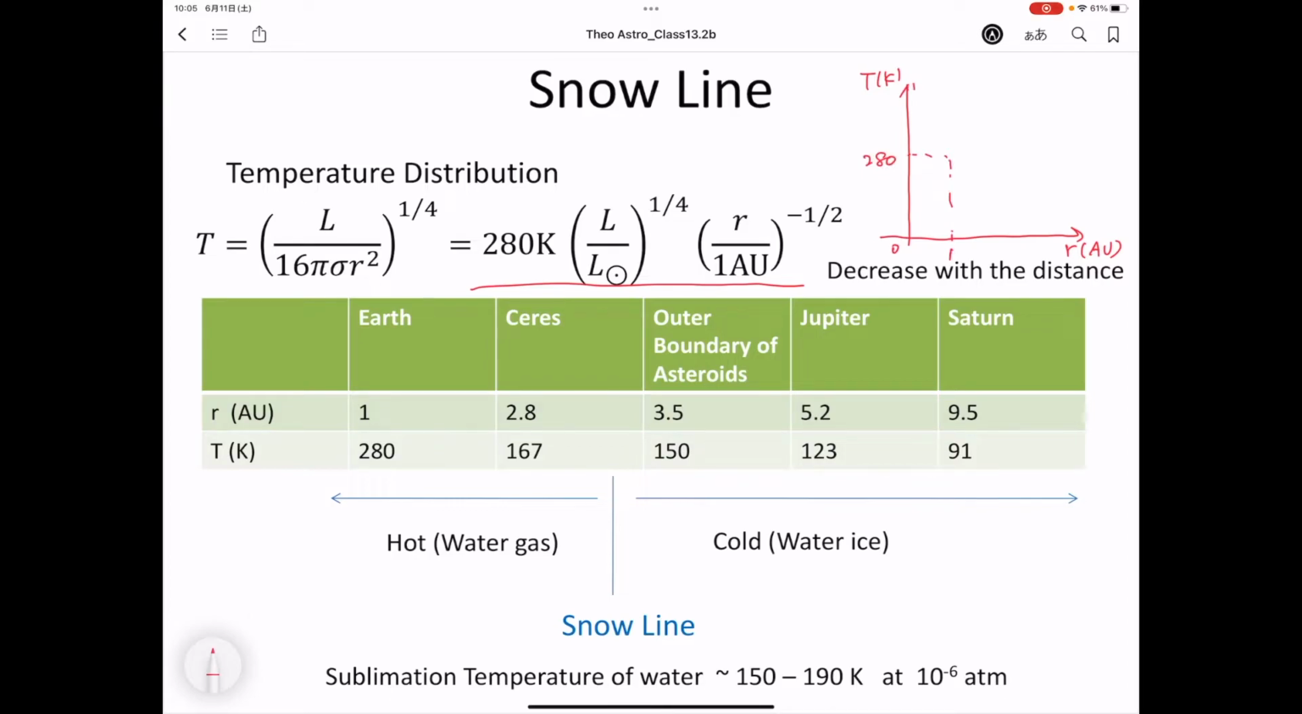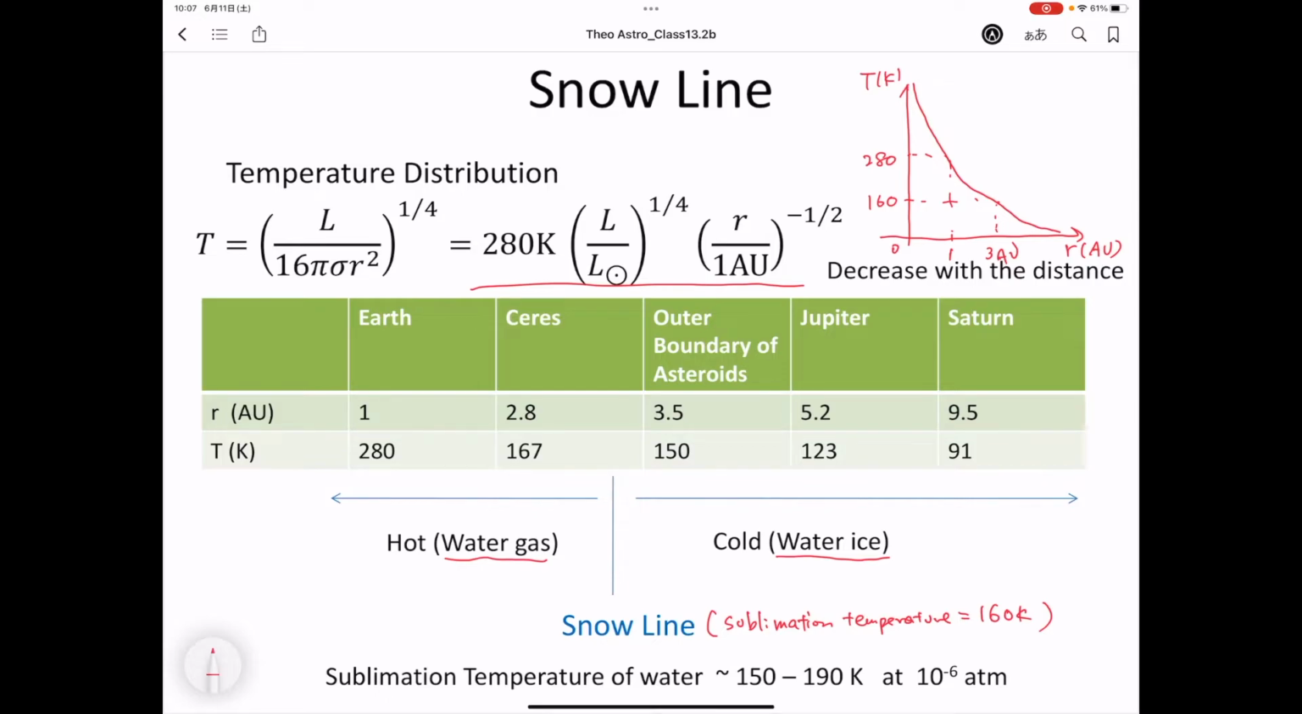This temperature is a decreasing function with distance. At 3 AUs, temperature dropped to the 160 Kelvin. This 160 Kelvin is about the sublimation temperatures. We call the snow lines. Beyond the snow lines, water becomes water ice. Inside of the snow lines, water turns to be the gas. So it changes the phase by crossing these snow lines.